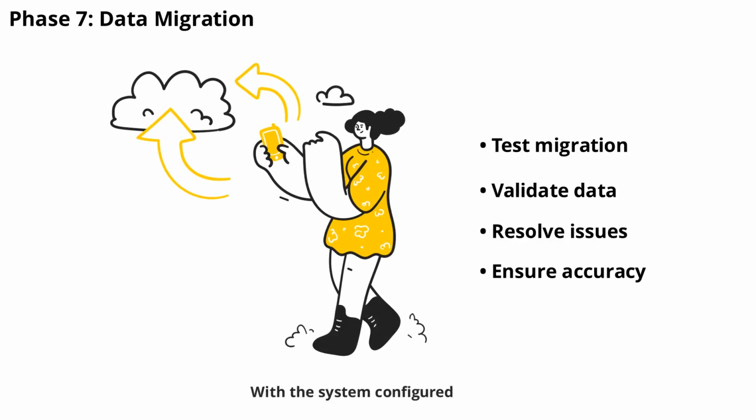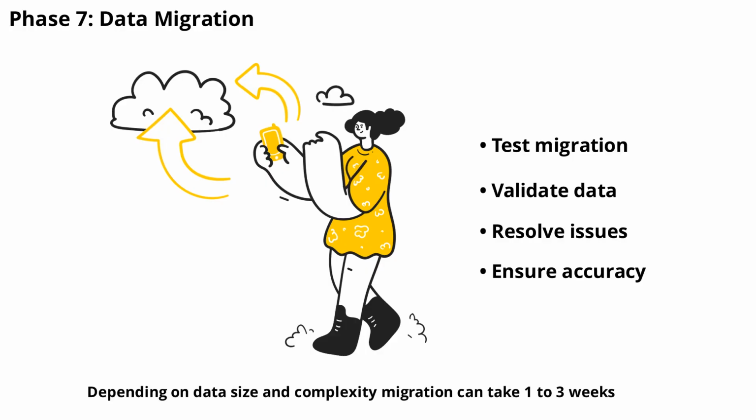With the system configured, you'll migrate your prepared data into the new platform. This step may include running test migrations, validating data integrity, and resolving any issues that arise. Depending on data size and complexity, migration can take 1 to 3 weeks. Careful validation ensures your customer records are accurate and complete.